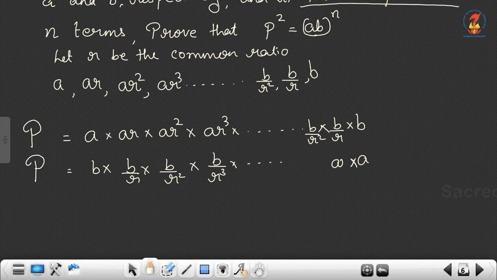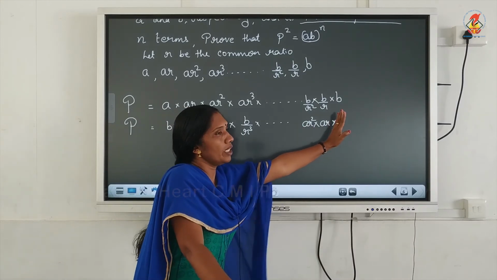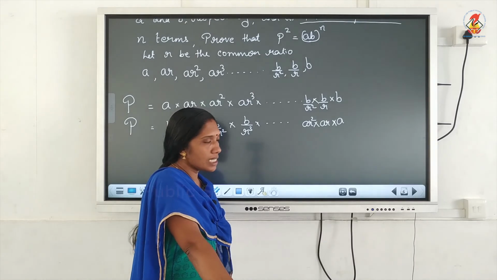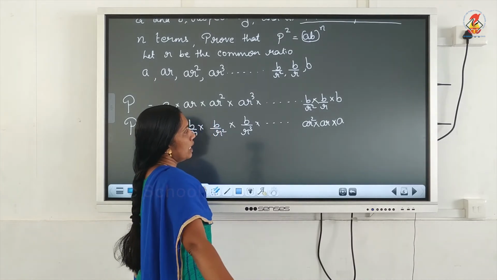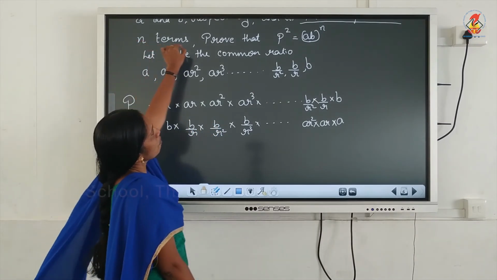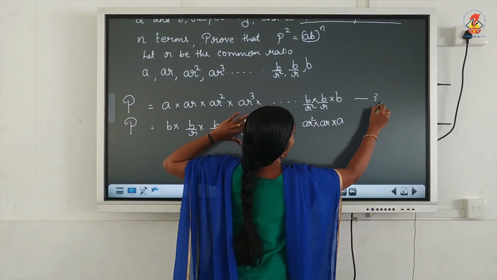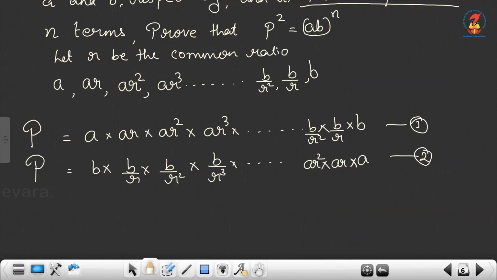Okay. So here AR square. Here the first term B, if it is B by R, that is multiplying by 1 by R. So from the last you have to multiply by its reciprocal, that is R. Okay. Now we have to multiply. The question is prove that P square. So multiply. So first one, second one. Just multiply. So P into P.